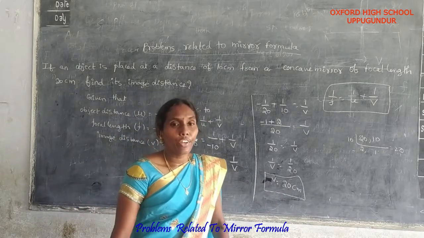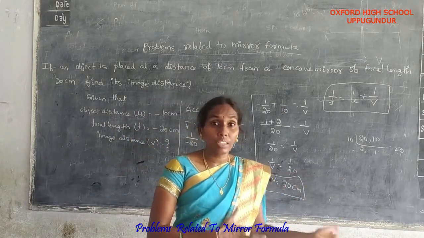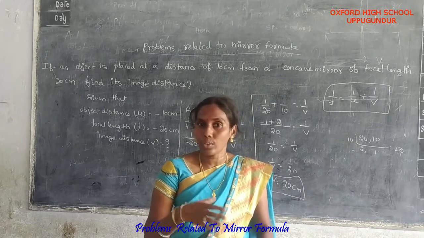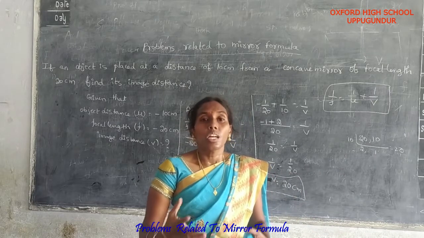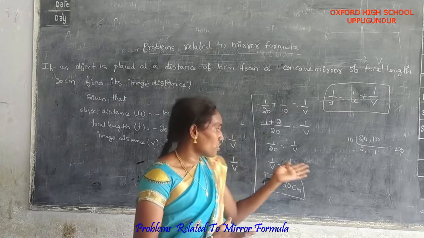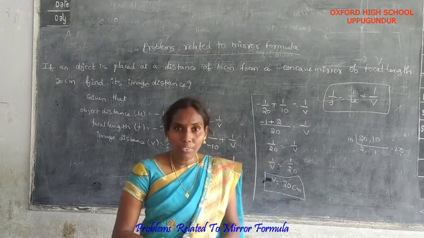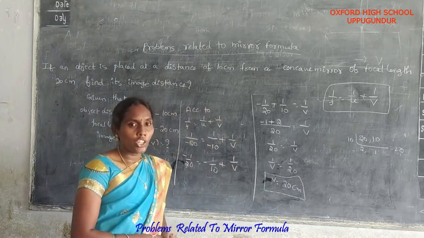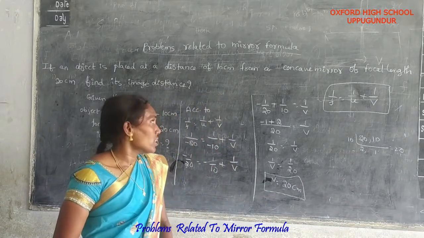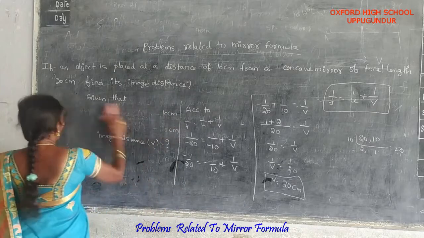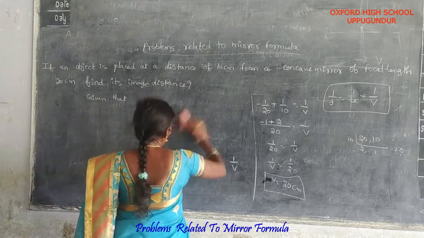That means, if an object is placed at a distance of 10 centimeters from a concave mirror of focal length 20 centimeters, the image should be formed at a distance of 20 centimeters from the concave mirror. Okay? See the next problem.